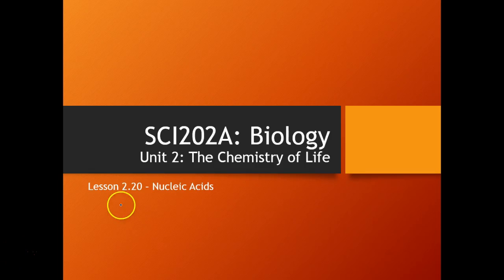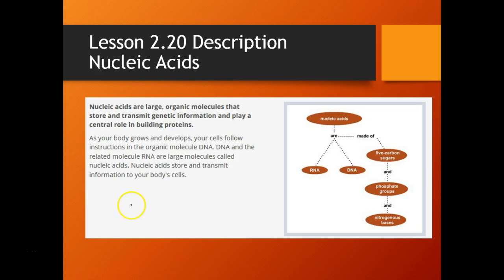Hello students, this is the lesson video for lesson 2.20 and we'll be going over our next macromolecule, nucleic acids. Here's a general overview of what we'll be going over today. We'll be going over the macromolecule nucleic acids. The two examples we'll be looking at are RNA and DNA. We'll be looking at its structure and how it's made up of 5 carbon sugars, deoxyribose and ribose, phosphate groups, and nitrogenous bases.